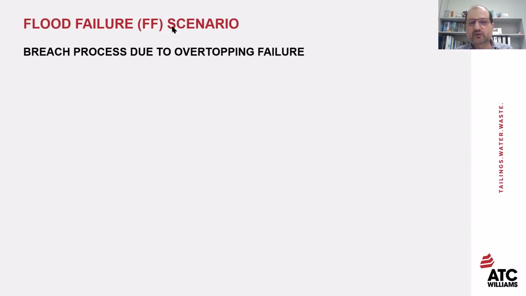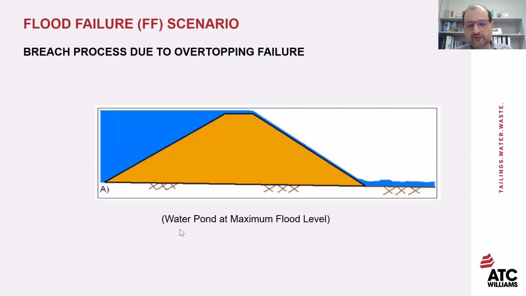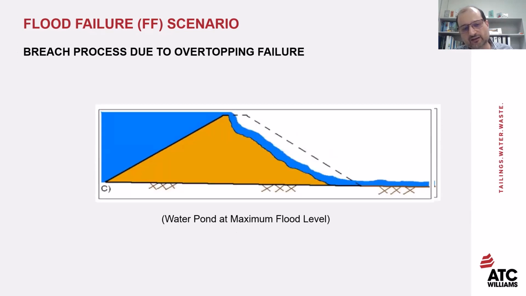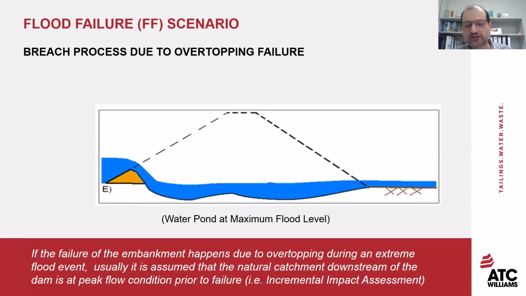The other mechanism for failure is the flood failure scenario, which is usually associated with a breach process due to overtopping failure during a flood. The pond would be at maximum flood level, depending on what the design storm or PMP event is for the dam. The overtopping can cause washout of the embankment to a certain height or full washout of the full height. If the failure of the embankment happens due to overtopping during an extreme flood event, it is usually assumed that the natural catchment downstream of the dam is at peak flow condition prior to failure. That is called in the literature incremental impact assessment.